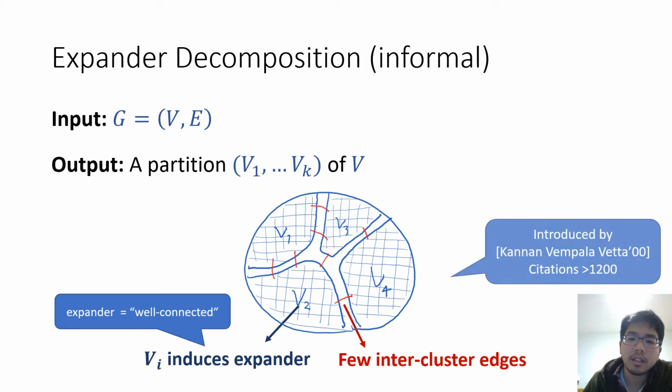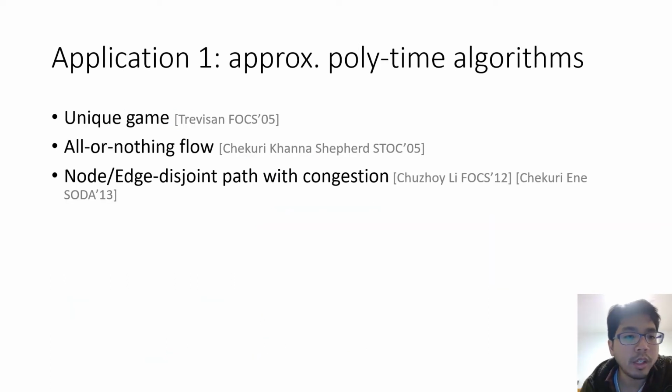Okay. So this was introduced first by Kannan, Vempala, and Vetta, and there are many citations from the practice side. But I would like to tell you that there are actually many applications in theory. The first class of application is from approximation algorithms. So it is used to get approximation algorithms for the unique games problem, all-or-nothing flow, node or edge disjoint path problem.